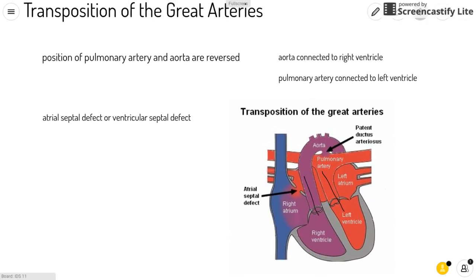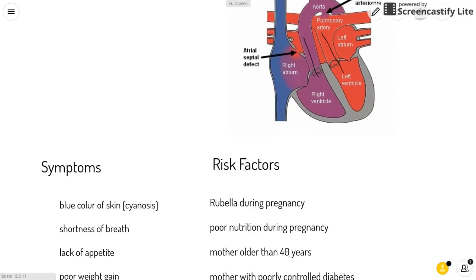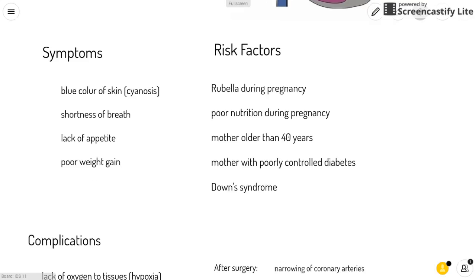Usually there is another type of opening between the right and the left side, like an atrial septal defect or a ventricular septal defect. But most of the blood returning to the heart is pumped back out without going to the lungs for oxygen. This is usually diagnosed shortly after birth or even prenatally because it can cause lots of problems for the newborn.